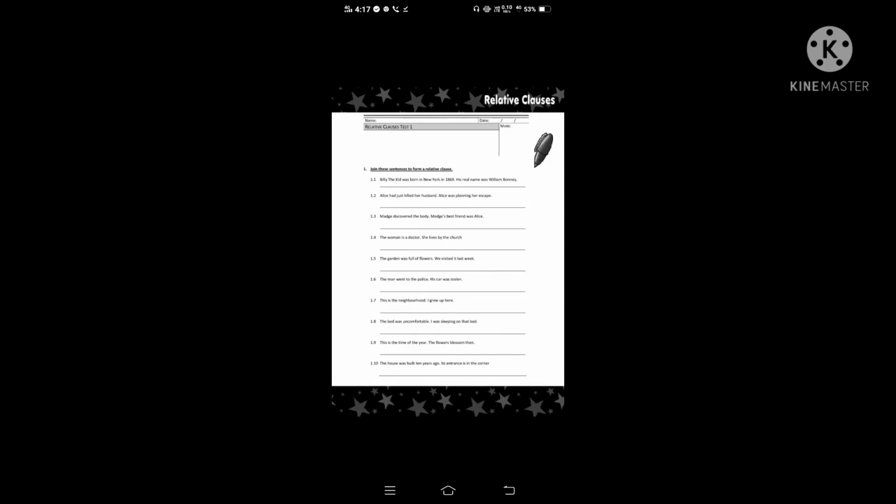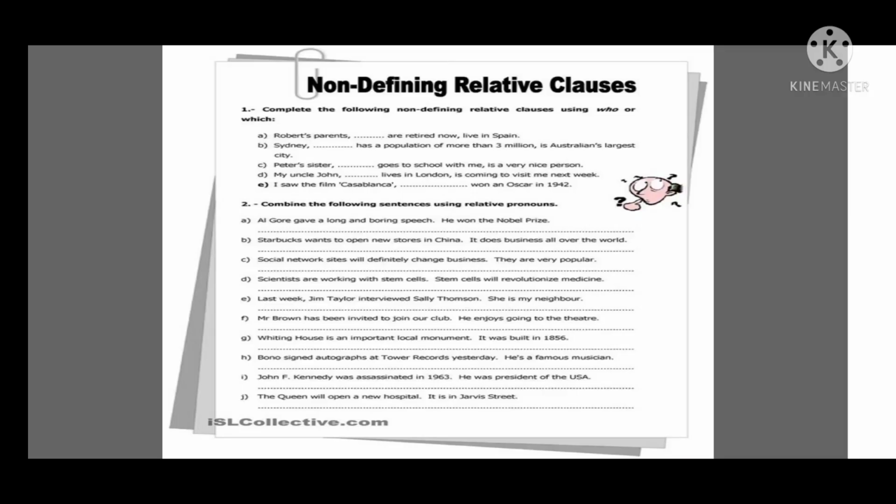Alice had just killed her husband. Alice was planning her escape. Combine these two sentences using the relative pronoun who. As I said earlier, the relative pronoun will come after the subject. Alice, who was planning her escape, had just killed her husband.